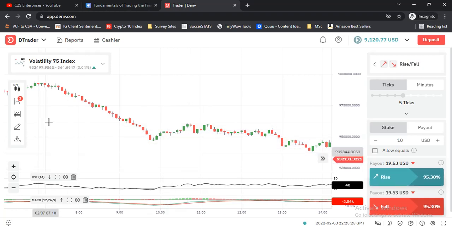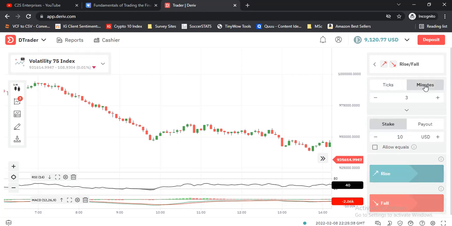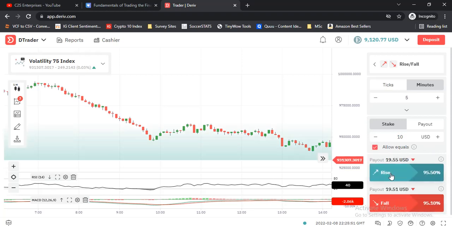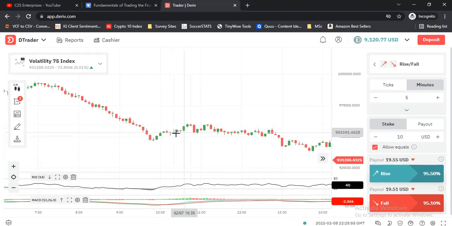Since this is a 5-minute candle, we can put our trade duration at 5 minutes. You go to the tab and choose 5 minutes, so that means the next candle. Then you put your stake, how much you want to stake for it. Always allow equals, obviously, and then you can go for a rise trade for this particular example.